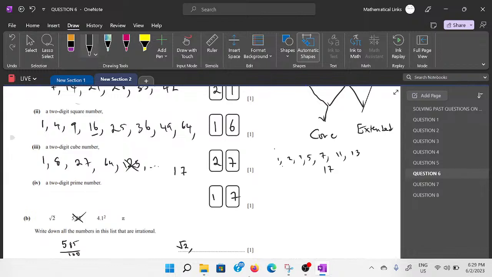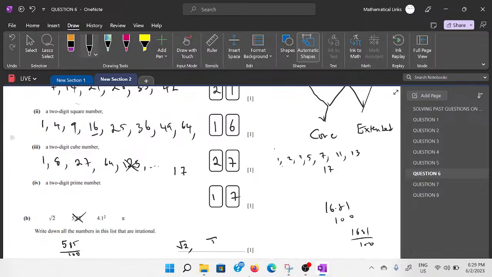Okay, so if you do that, 4.1 times 4.1, that will be 16.81. So that will be the square of 4.1. So 16.81 could be written as a fraction. That will be 1681 over 100. So it is a rational number.